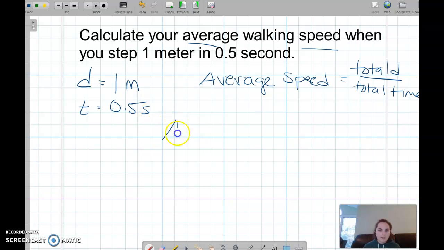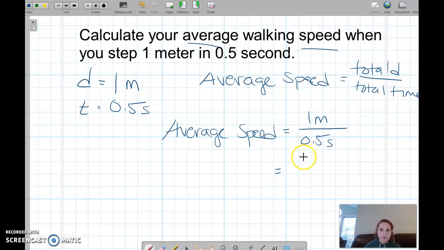So let's find average speed. So average speed in this case is equal to 1 meter divided by 0.5 seconds. So if you took out your calculator, you did 1 divided by 0.5, you would get that the average speed for this walker is 2 meters per second. How did I get 2 meters per second? Well, it's a distance over a time, so it'd be meters per second, right? Because I'm given meters and I'm given seconds. Okay, let's look at the next one here.